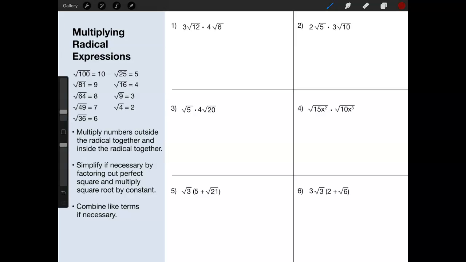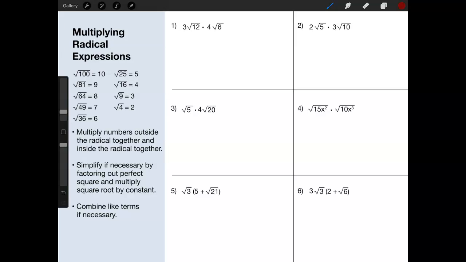When multiplying radical expressions, it's important to remember a few things. You multiply the numbers outside the radical together, and you multiply the numbers inside the radical together. Simplify if necessary by factoring out perfect squares, and multiply the square root by the constant. Combine like terms if necessary. I have a few examples here to help illustrate.